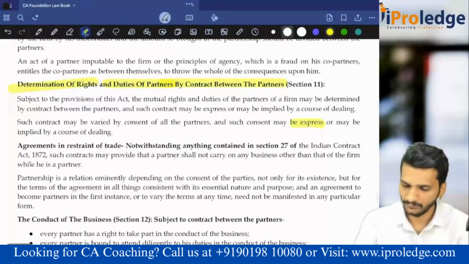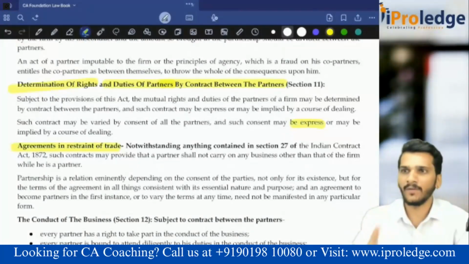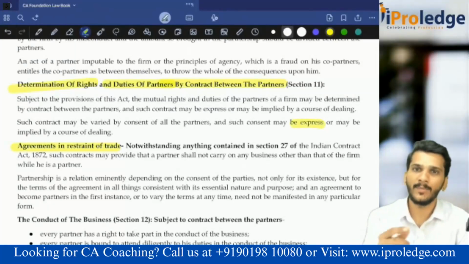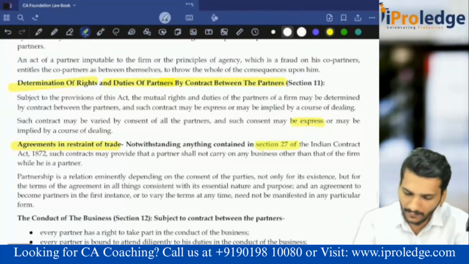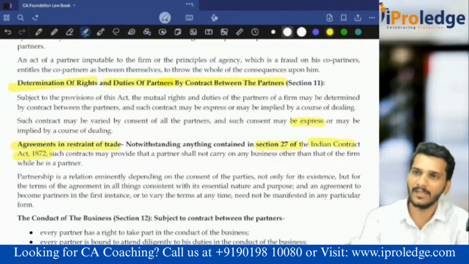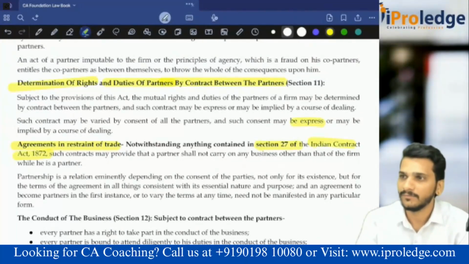Agreement in restraint of trade. You remember that agreement in restraint of trade we discussed in Contract Act? Whenever there is a sale of goodwill and the restriction is for limited period and limited geographical area, that is possible. The same thing is applicable. Section 27 of the Contract Act, whatever it is there, the same thing is applicable here also.